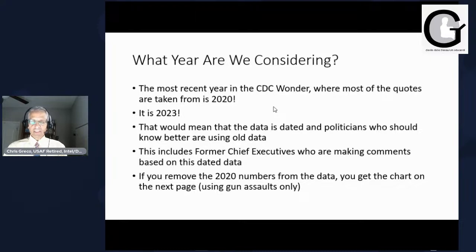Everything happened. And this includes former chief executives of the United States who are making comments based on the dated data. Instead of these chief executives, former or otherwise, making comments about old data and about things they hear from the media, maybe they ought to have their checkers, their data analysts, the ones that buy the very expensive tools, go through that and see exactly what's going on.